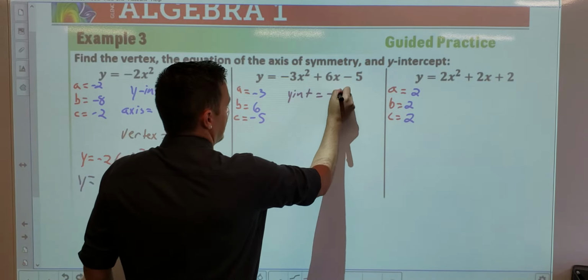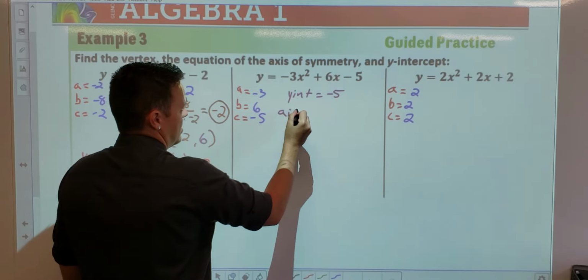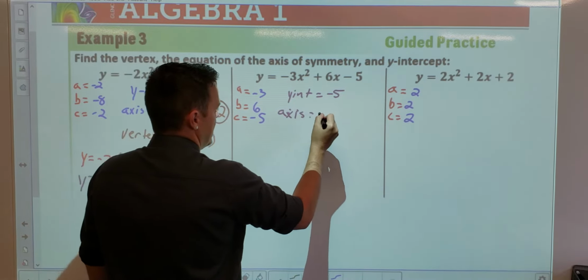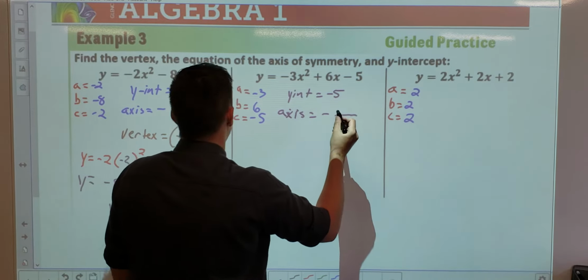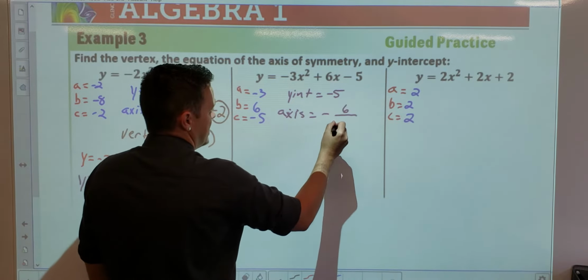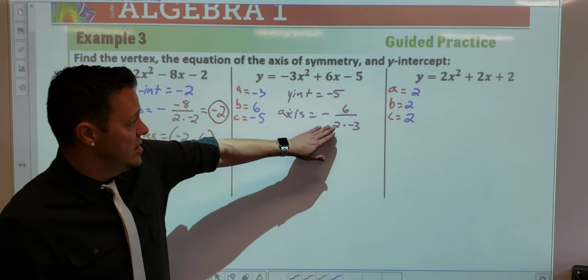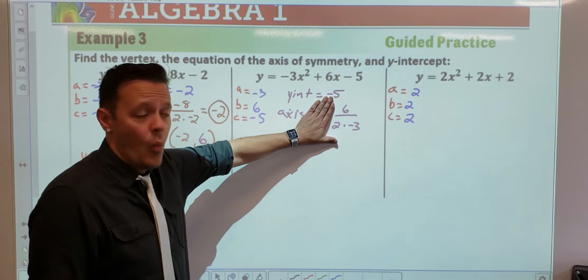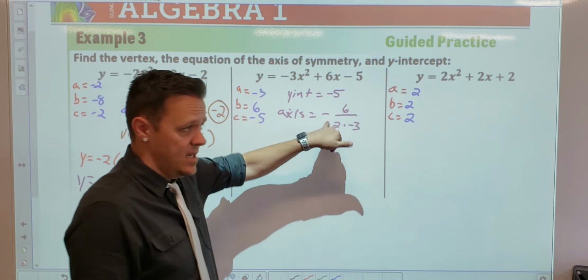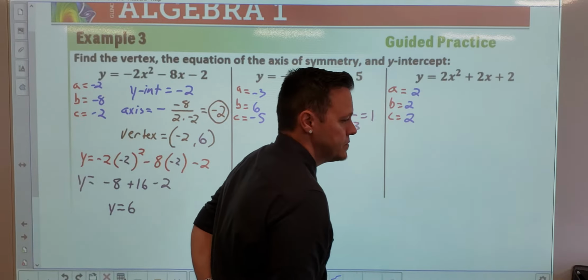Y-intercept, -5, right? And then your axis is a negative. And then it's the b value, which in this case is 6. And then it's times 2 and a -3. Now this one here ended up being a -1, but a negative times a negative is a positive, right? So we know that's a +1.